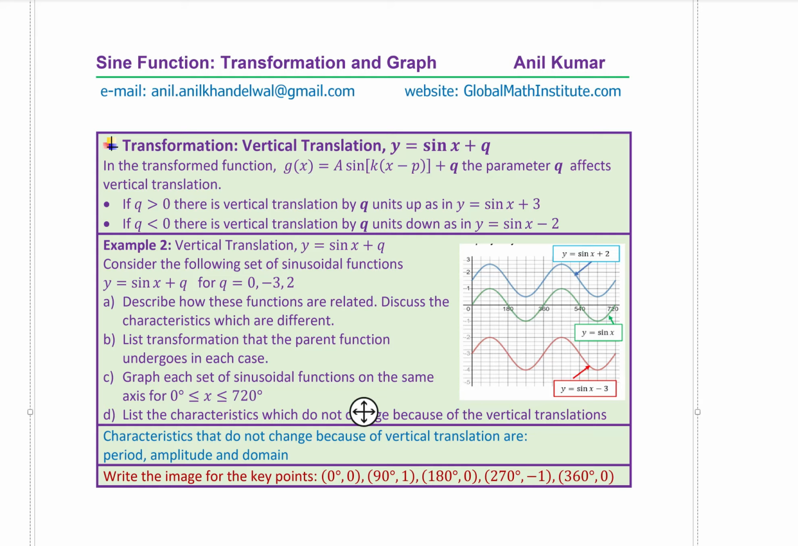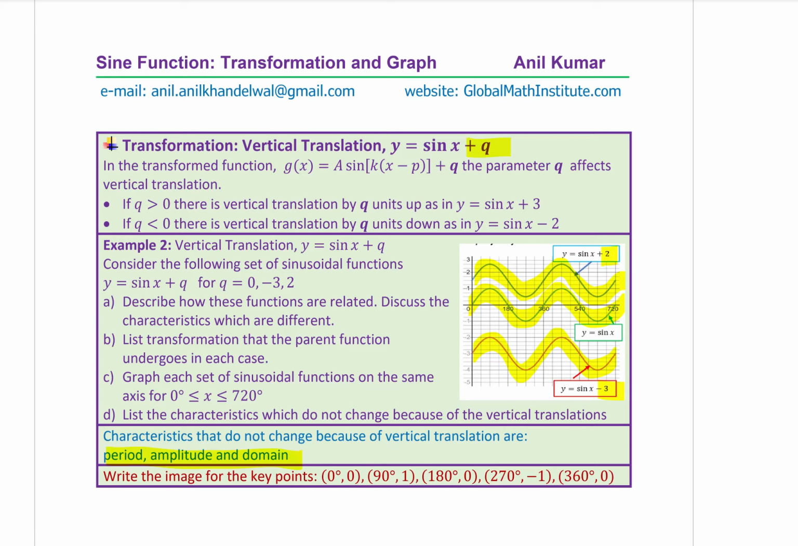Vertical translation: as you can see, this is your standard parent function. The graph can move up by q units. In this case, it is 2 units. Or it could move down, for example here, minus 3, it will move down by 3 units. So it's a simple translation up and down, which is going to only change the range of the function. The other parameters, period, amplitude, and domain, will remain the same.